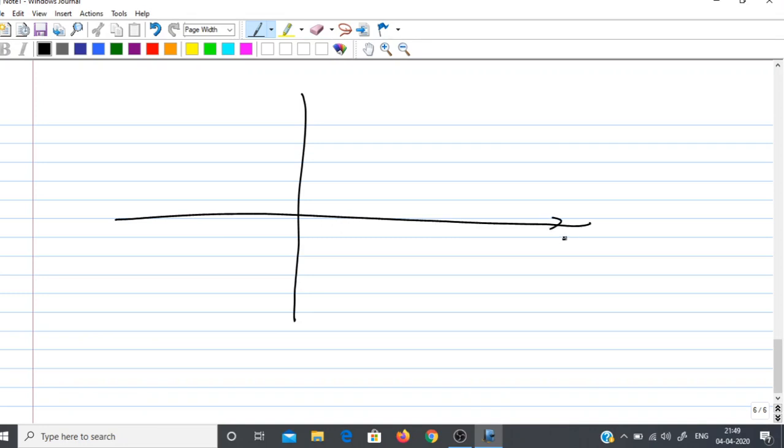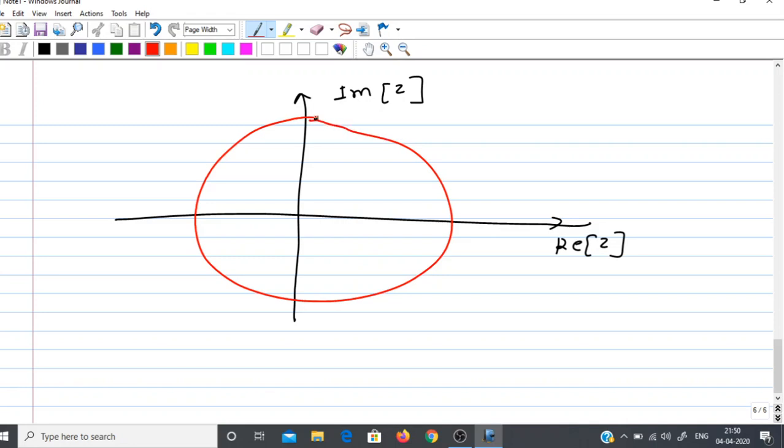To find that common region, we draw it in the z plane. Let's say this is my z plane, this is the real axis and this is my imaginary axis. First I draw the ROC for x1, which is mod z less than 2. So I have to draw a circle of radius 2. This is the circle of radius 2, and the ROC is the interior of this circle. So the interior of this circle would be this.